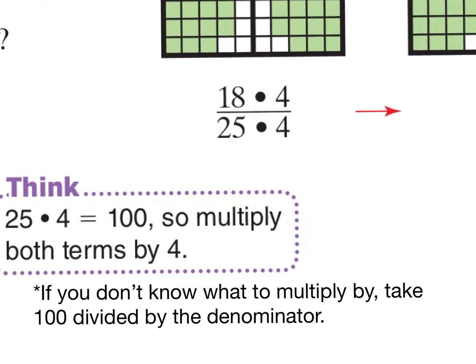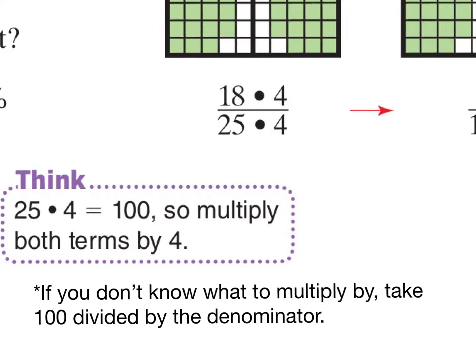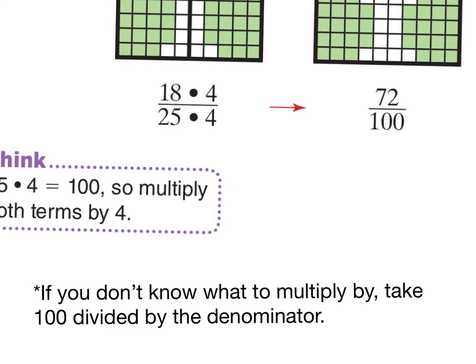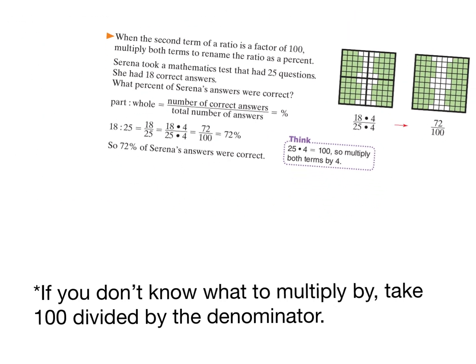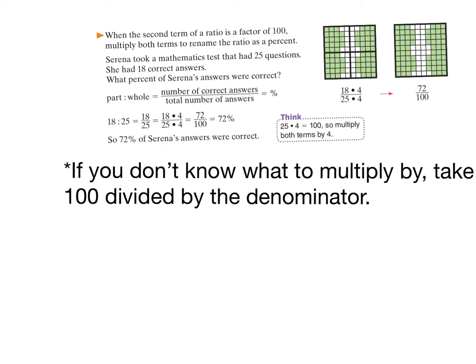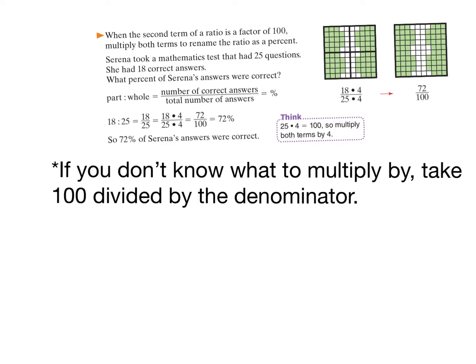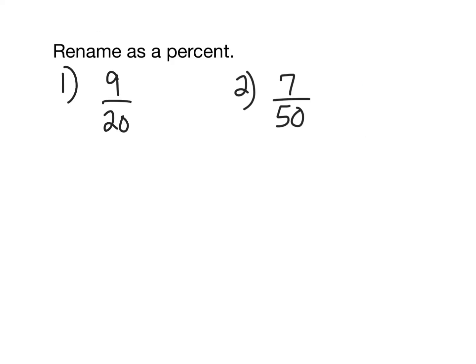We want a number out of 100. So if we take 25 times 4, that would give us 100. And then 18 times 4 is 72. So she got 72 out of 100, which would be 72%. And like I mentioned a minute ago, if you don't know what to multiply by, take 100 divided by the denominator. So in this case, 100 divided by 25 is 4, that tells me I need to multiply by 4.